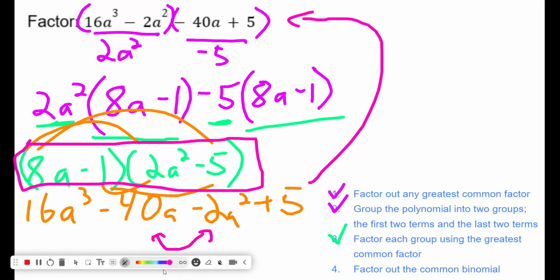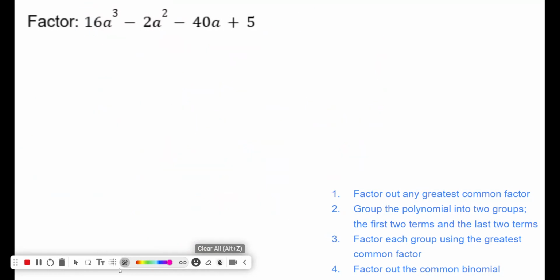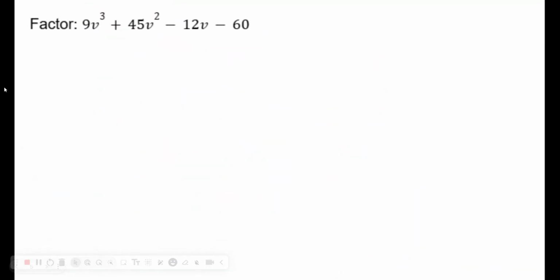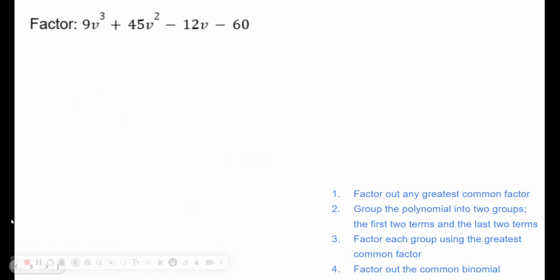Wow, first step of factoring, that's fun. Let's go to another example. All right, 9v, oh, I want my checklist back. There it is. All right, let's factor out what we can. Okay, let's go to our checklist.